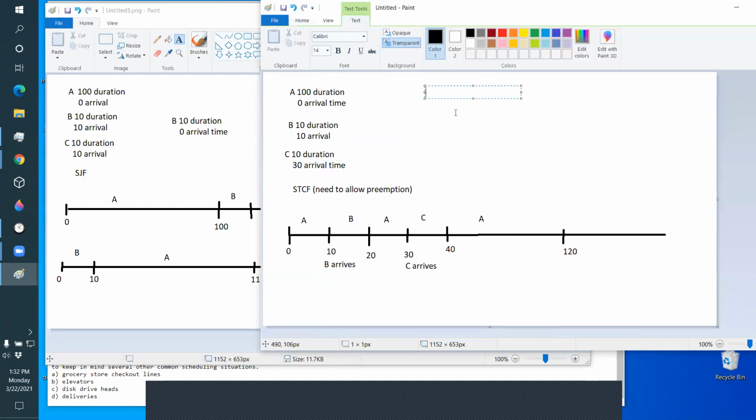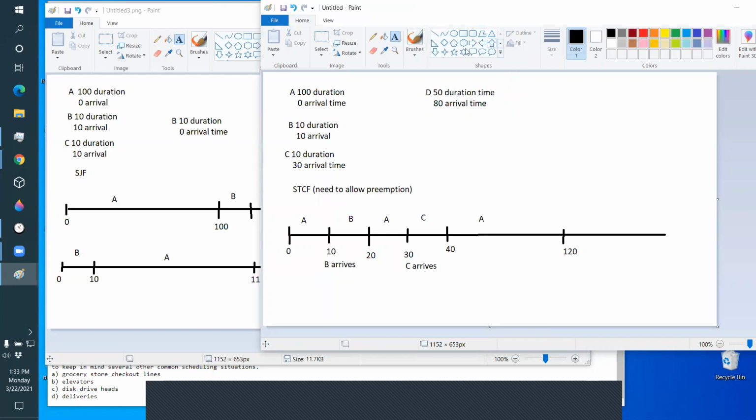Let's suppose we had a job D with, say, a 50 duration time, and give it an arrival time of, say, time 80. Now, if I add this one to the timeline, then I would have down here, at time 80, a scheduling event. So this would be time 80.